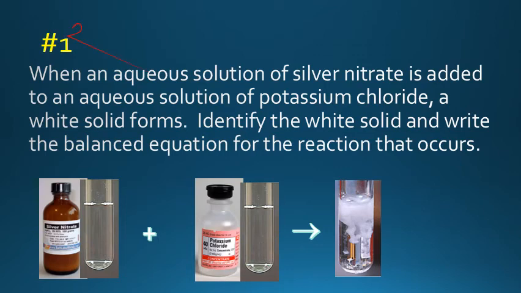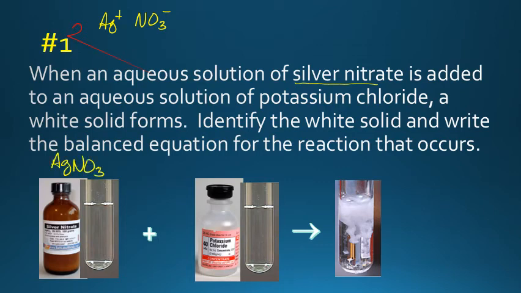I was looking for my pen. That's what that was. All right, so here we go. We start off with silver nitrate. So we know that silver nitrate, well, let's see, silver has a +1 charge. Nitrate has a -1 charge. So when we put that together, we get silver nitrate.